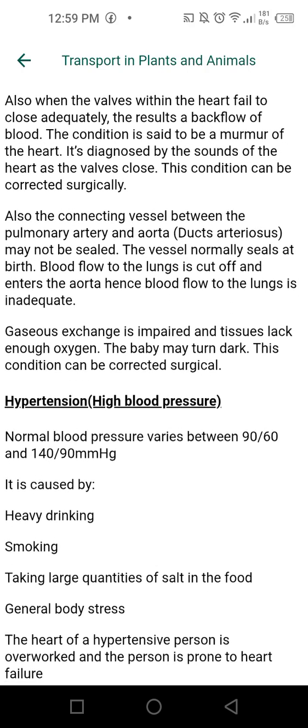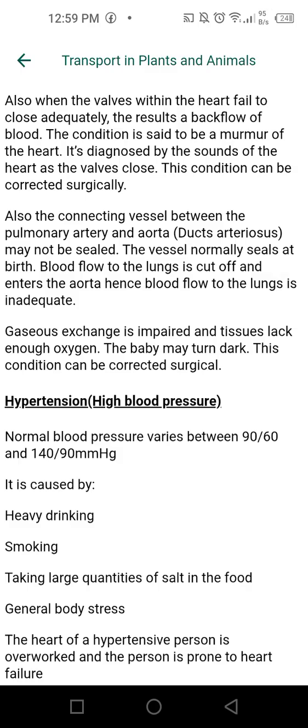The condition is said to be a murmur of the heart. It's diagnosed by the sounds of the heart as the valves close. This condition can be corrected surgically. Also, the connecting vessel between the pulmonary artery and aorta, the ductus arteriosus, may not be sealed. The vessel normally seals at birth.